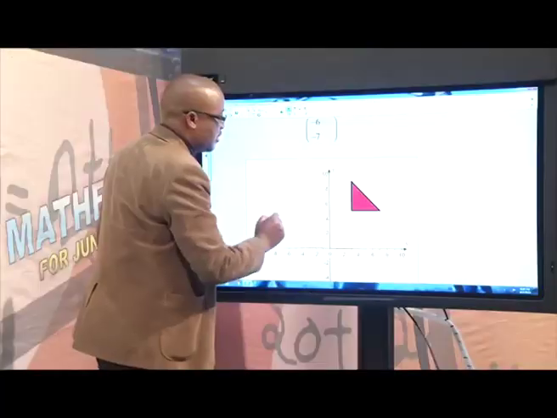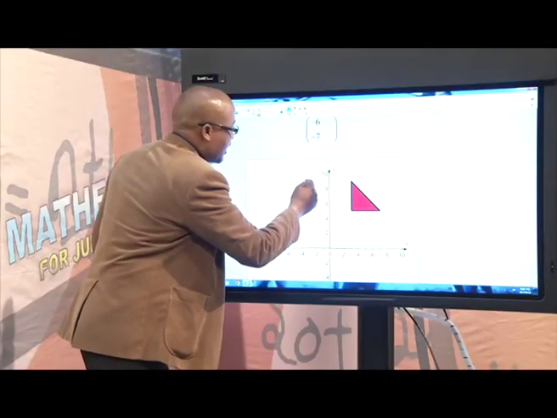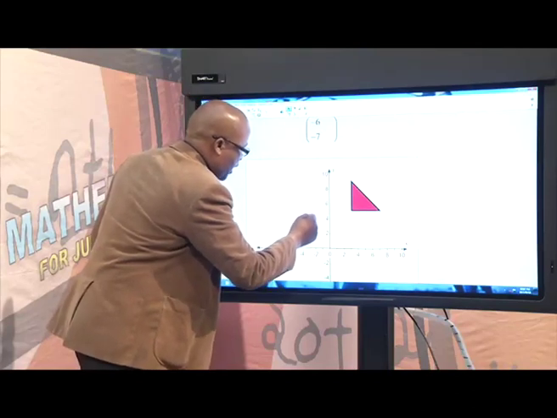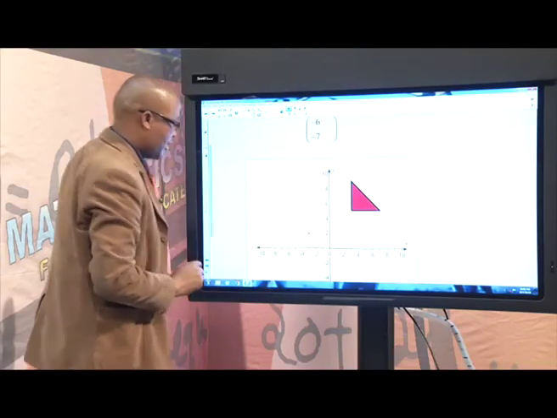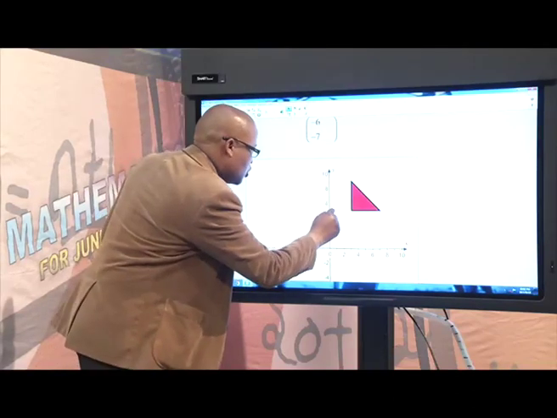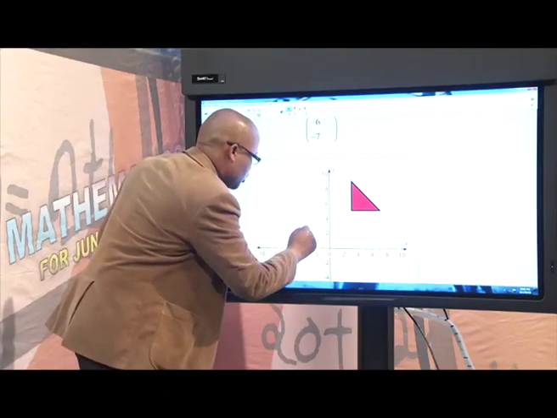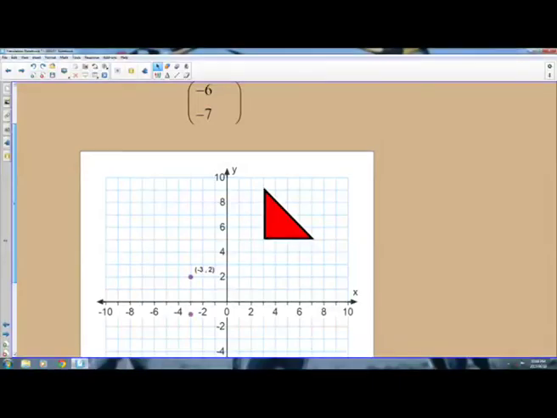So let us start with this point over here. 1, 2, 3, 4, 5, 6, and then 7 down. 1, 2, 3, 4, 5, 6, 7. The point will be here, not here. And then this one, 1, 2, 3, 4, 5, 6. Then 1, 2, 3, 4, 5, 6, 7. And then we don't need the coordinate points over here.